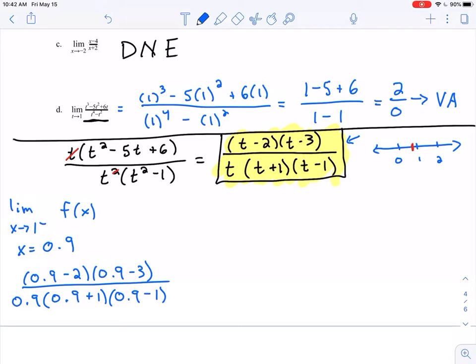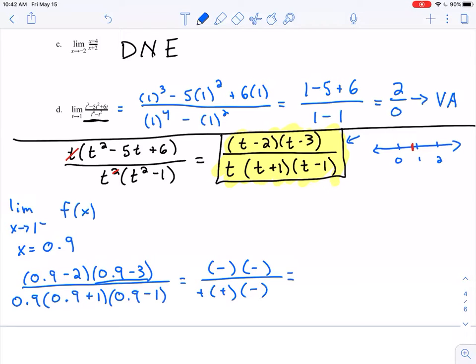And in each one of these factors now, I can just look at positive number or negative number. What kind of number do I have? Because that's really, again, all I care about. So 0.9 minus 2, that's going to be a negative number. 0.9 minus 3, well, that's going to be another negative number. Divided by, in my denominator, 0.9, that's positive. 0.9 plus 1, that's going to be another positive. And 0.9 minus 1, I know that's going to be a negative.